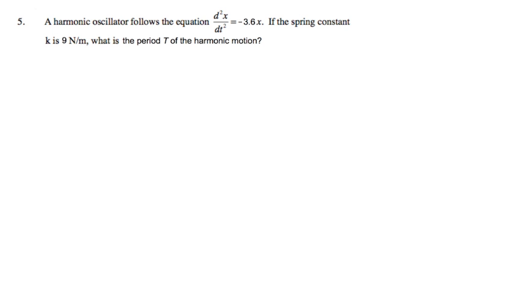it says a harmonic oscillator follows the equation, and they're giving you the second derivative of x with respect to time. That's the same thing as acceleration. So I'm just going to write it down here as a equals minus 3.6x. So that's my acceleration. Because the second derivative of x with respect to time is acceleration. And they also are giving me in the problem that k is 9 newtons per meter. And the question is, what is the period? So the period will be in seconds.